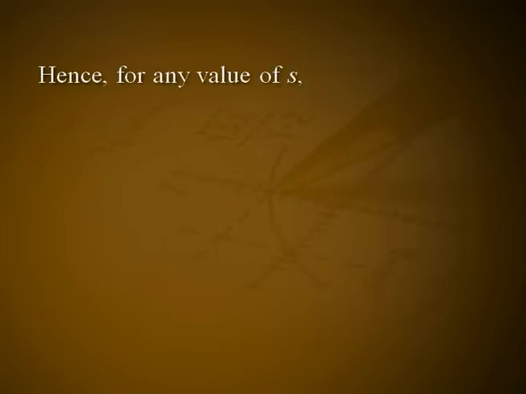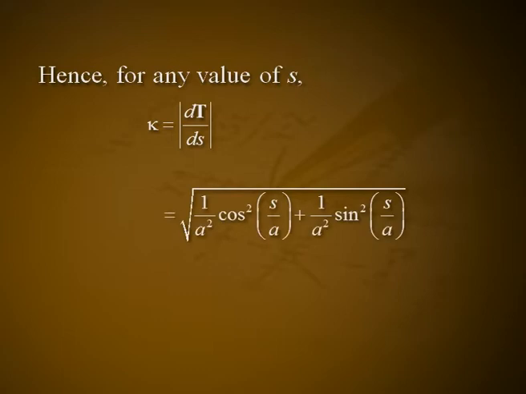Hence, for any value of s, kappa equals mod dT/ds, which equals the square root of 1/a² cos²(s/a) plus 1/a² sin²(s/a), which equals 1 by the square root of a², which equals 1 by mod a, which equals 1/a, as a is greater than 0, mod a is equal to a.